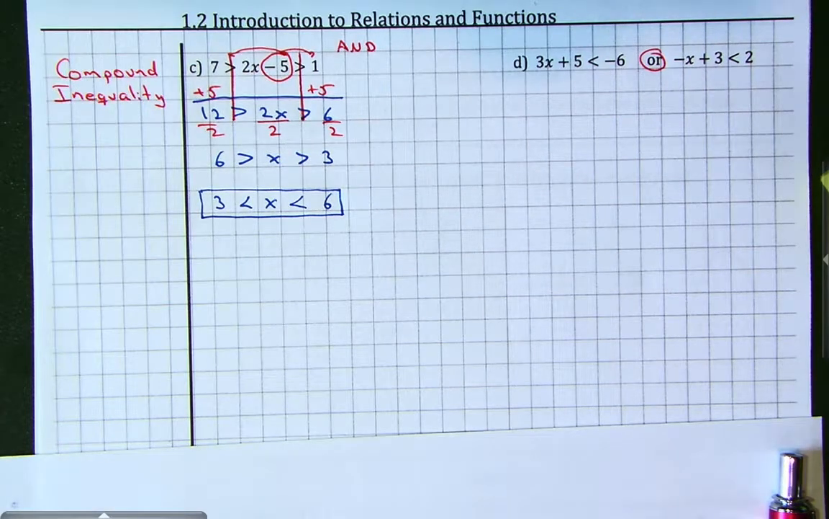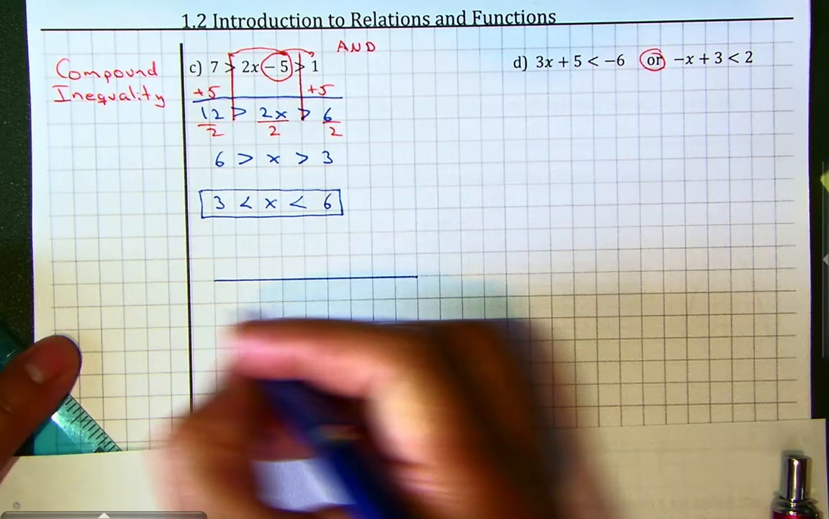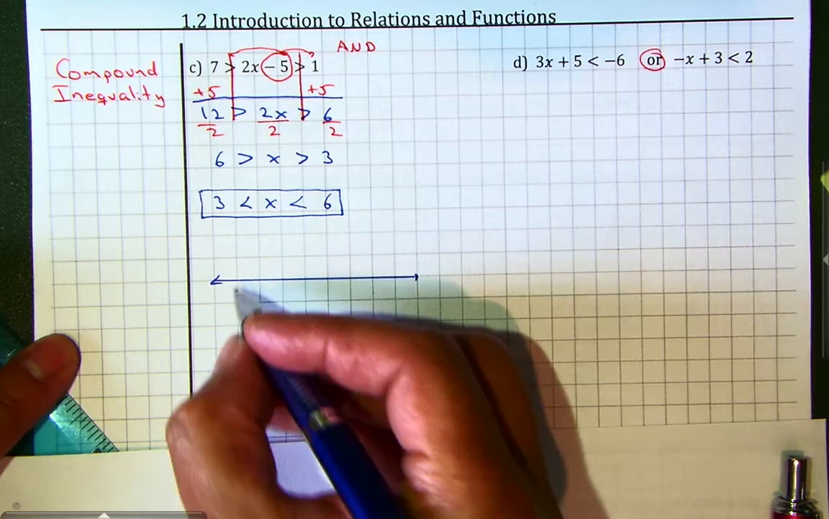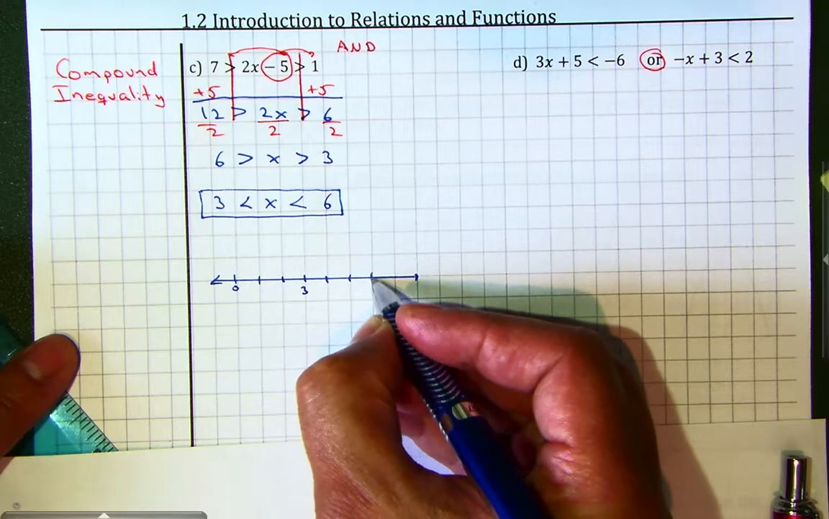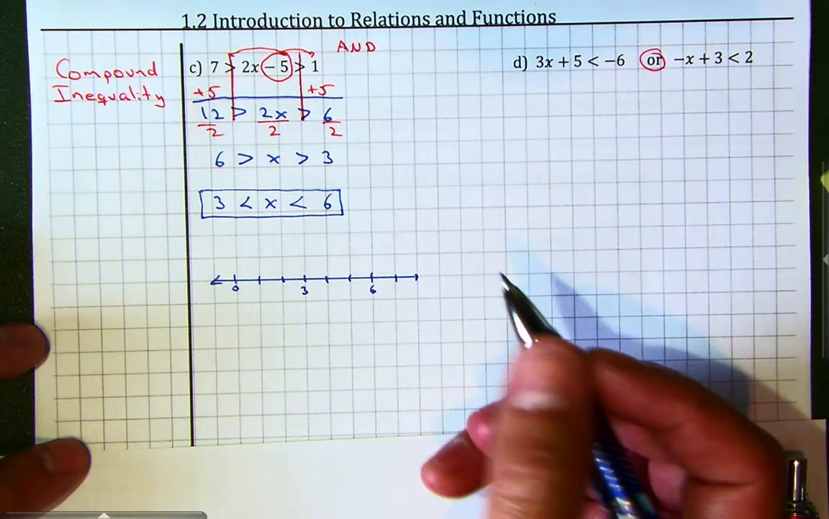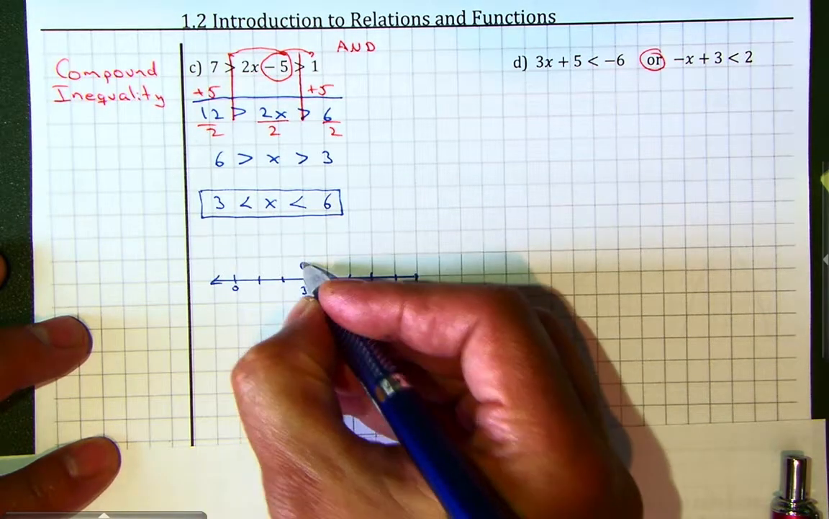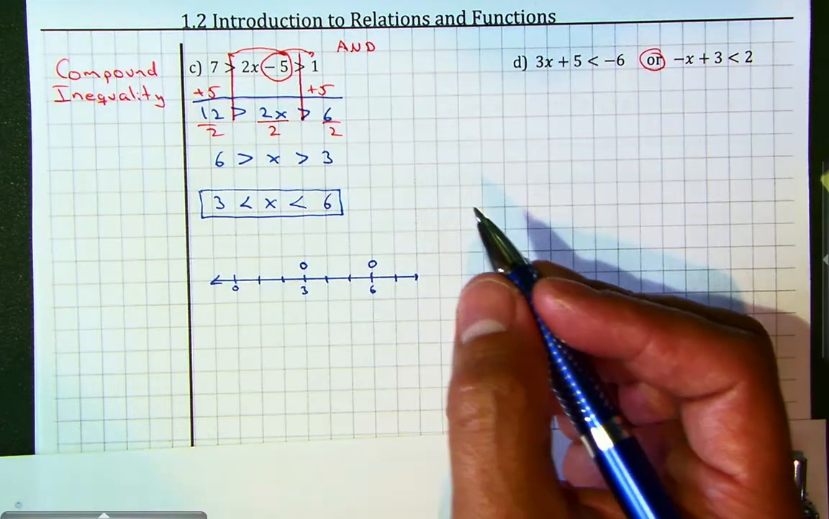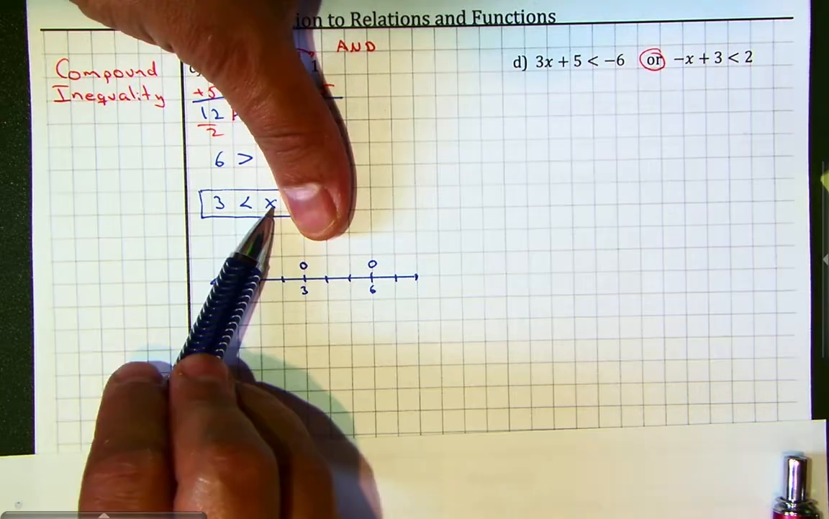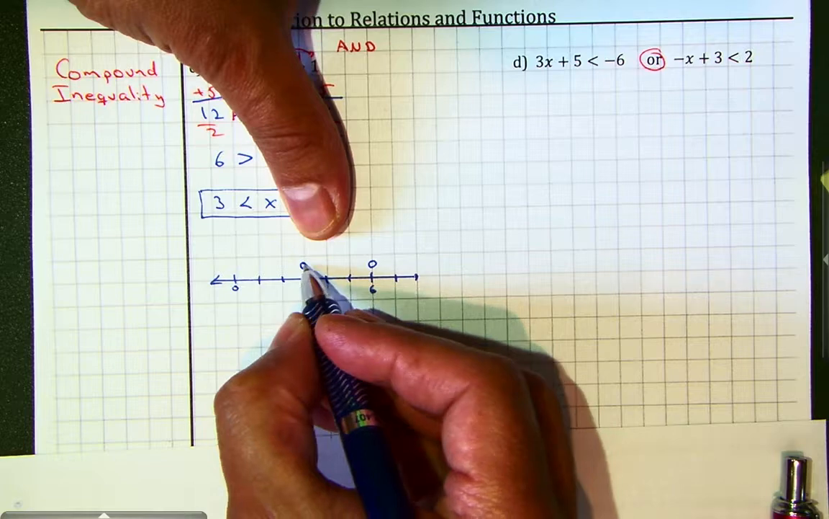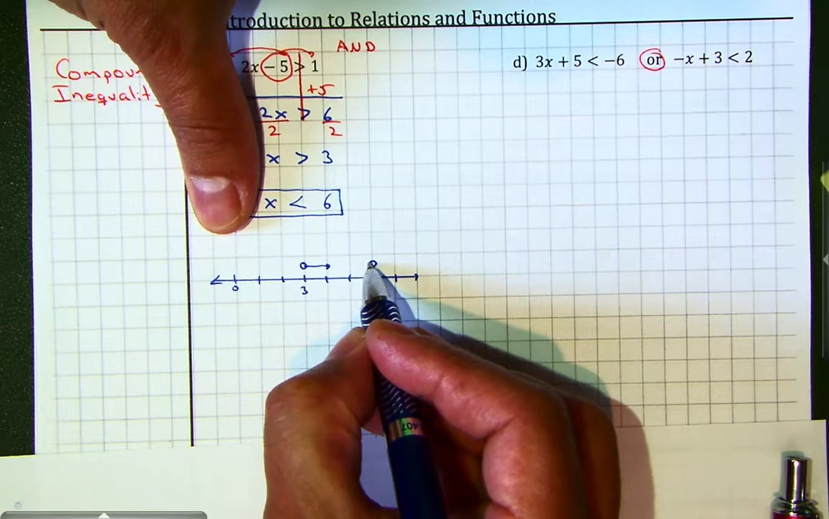And now I can graph it. I'm going to place a number line. It's just a quick number line. This is 0, 1, 2, 3, 4, 5, 6, and 7. So notice that on my 3, I have an open or closed circle. It's open. On my 6, it's also open. And to graph it, we need to read this backwards. X is greater than 3, so all the numbers that are greater than 3 are to the right. And x is less than 6, which are to the left.